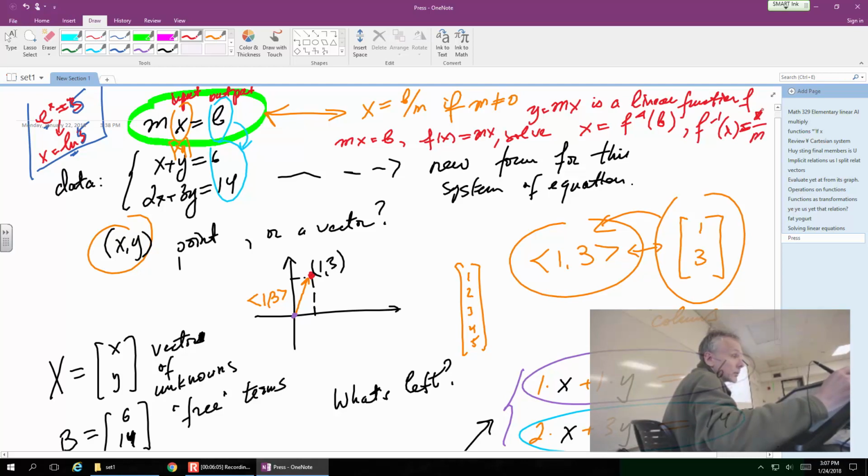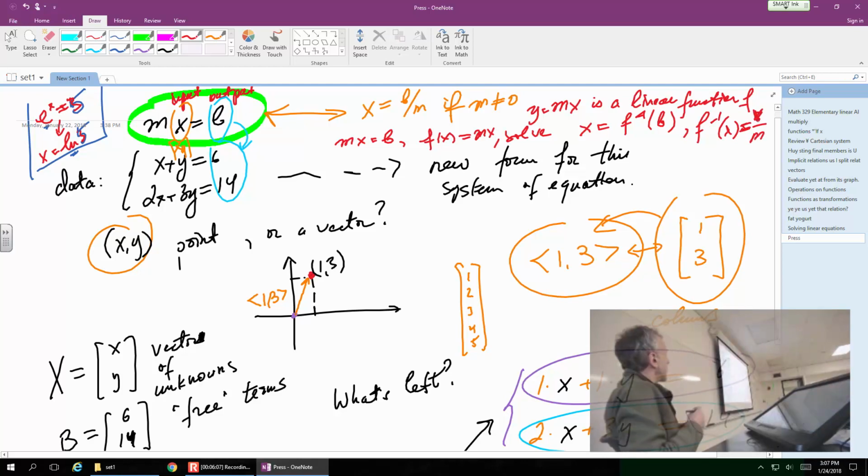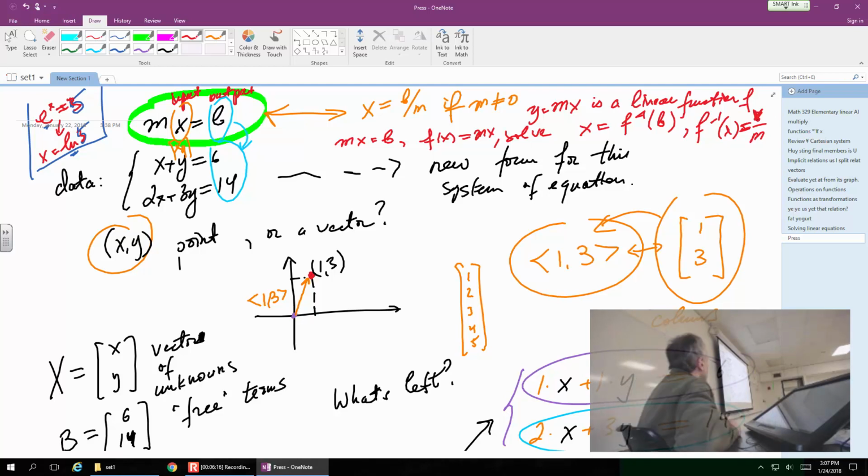It works out. Remember, linear functions are invertible as long as m is not equal to 0. Okay, so that's how you look at this very elementary situation. That approach comes very handy when you go to high dimensions. So let's just take that for a moment.